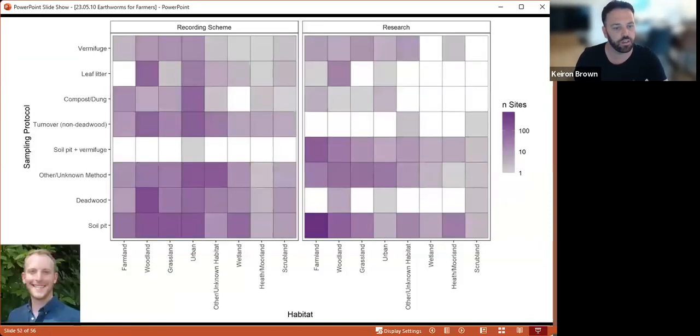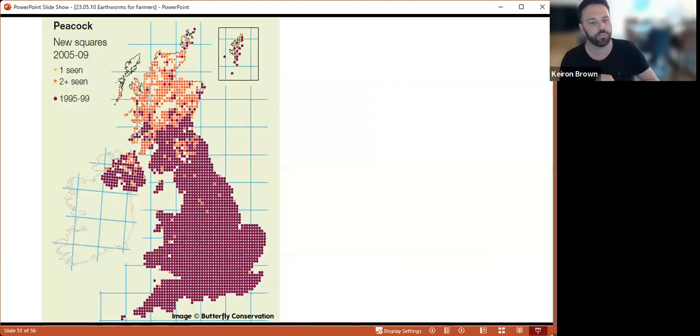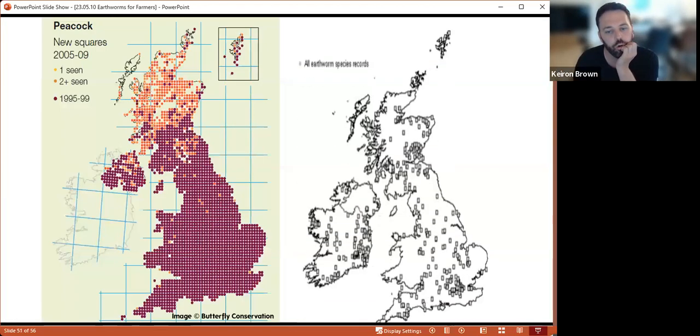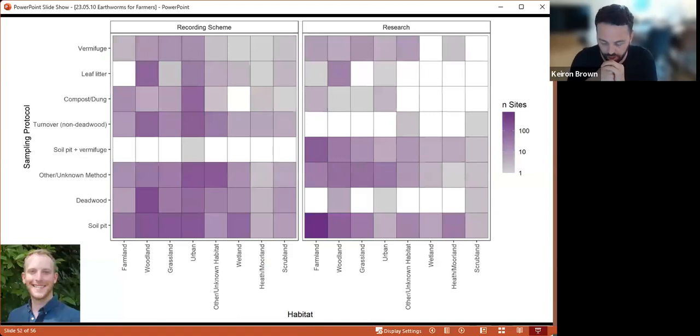Oh, is it there? Did I take it out? Took out the picture. So I've been working with an earthworm researcher, Frank Ashwood, at Forest Research, to look at where our evidence gaps are. And we'll have a paper coming out in the not too distant future that looks at which habitats and which sampling methods have been surveyed in detail or not so much.